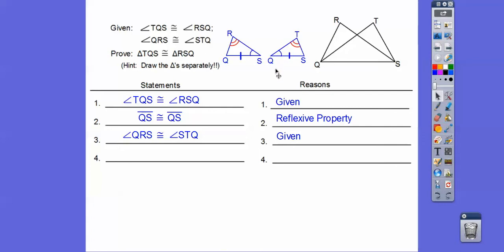Okay, now the triangles are congruent. I see 2 angles and a side. Now angle side angle is when you have the included side. This is the included side with these 2 angles. So this is a non-included side, so this would be angle, angle, side, AAS. So they're congruent by AAS.